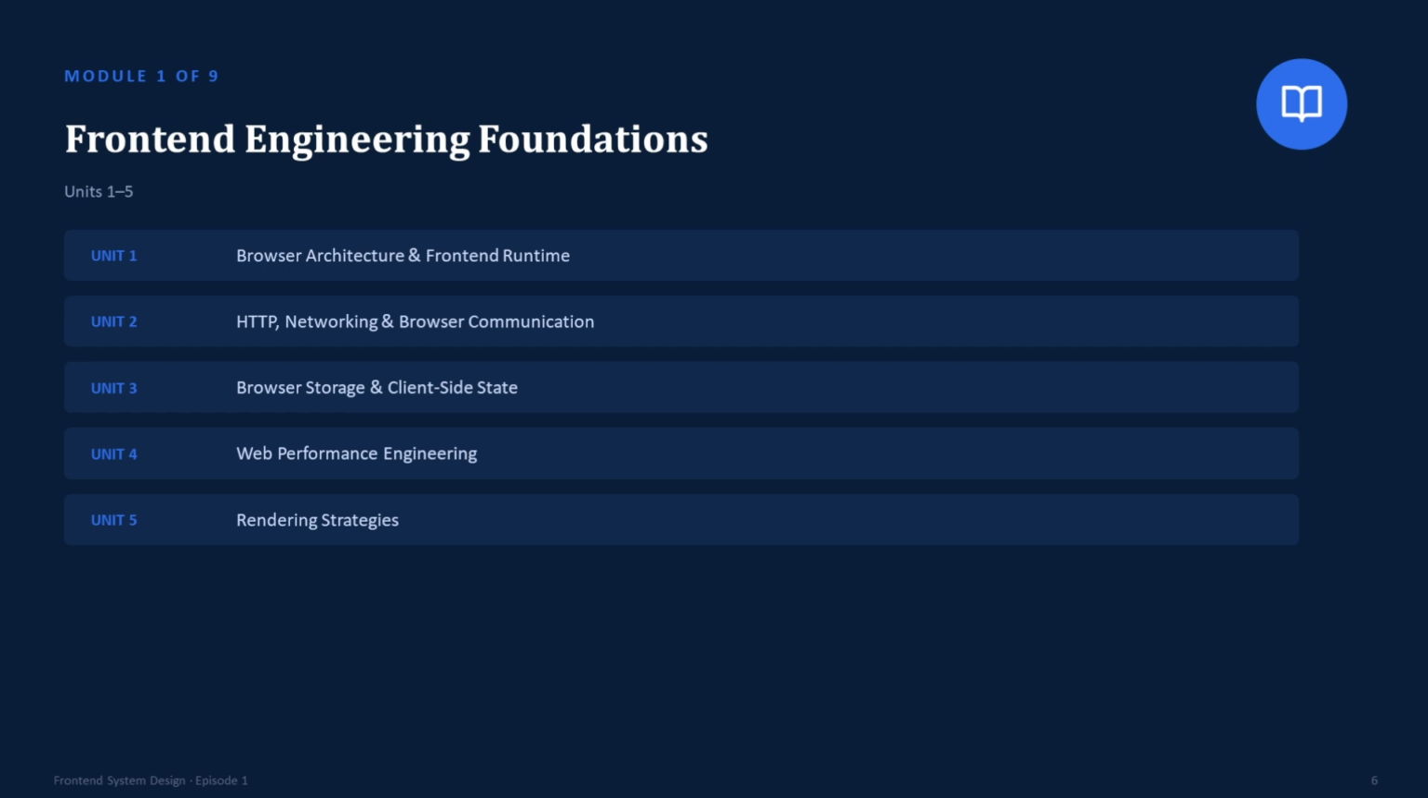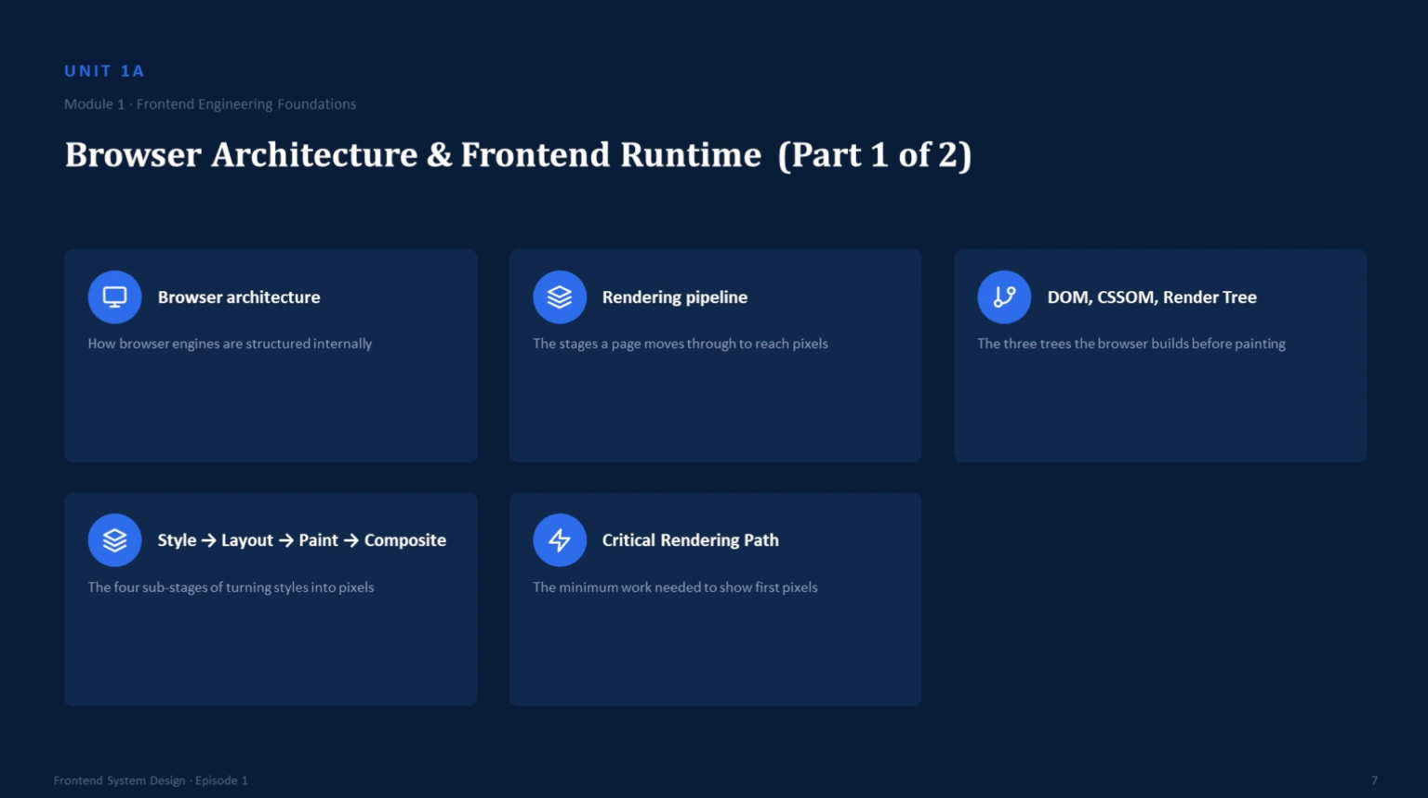I have divided this course into 9 modules. In module 1, we are going to see the browser architecture and front-end runtime. Here we will see the browser architecture, the rendering pipeline, how the DOM is created, what the render tree is and what it is used for. Then style, paint, composite, and how they affect performance, the critical rendering path, then threads, the GPU, and many more things, and the implications in React and Angular.